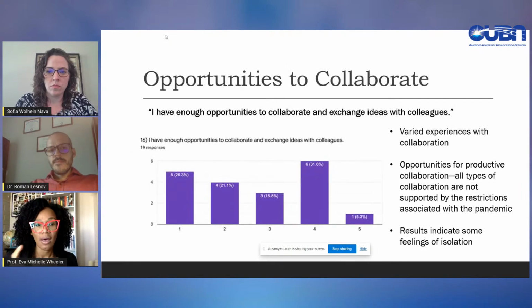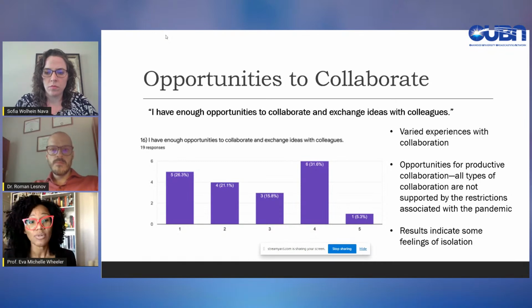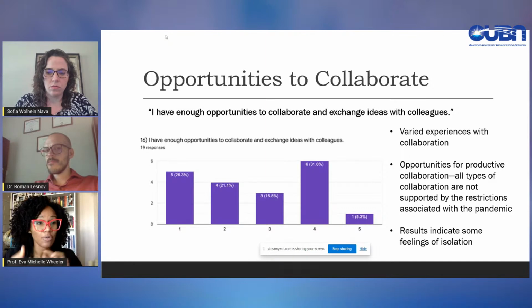And then the last question we wanted to highlight was opportunities for collaboration, and that idea of collaboration between foreign language instructors. We had varied experiences, as with some of the other categories, with some professors, 26.3% reporting much worse, 21.1% reporting slightly worse, but then 31.6% reporting that their opportunities for collaboration were slightly better. And because we have these opportunities for productive collaboration persisting, the thing that participants highlight is that all types of collaboration are not supported because of the restrictions due to the pandemic. Some participants additionally indicate some feelings of isolation because of those restrictions. And so it's something that we would encourage institutions to keep an eye on, in addition to things like workload and compensation, those opportunities to collaborate and to stimulate innovation amongst professors and for the benefit of the students.